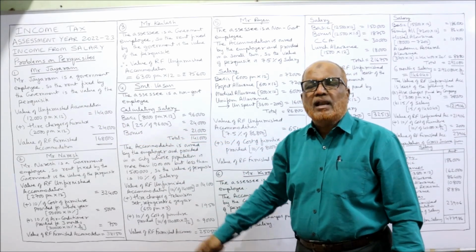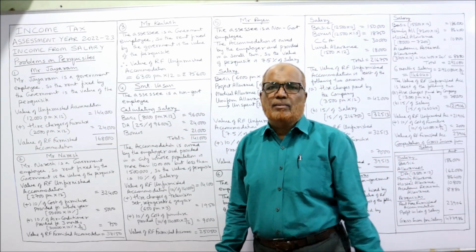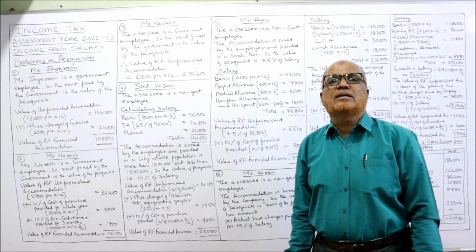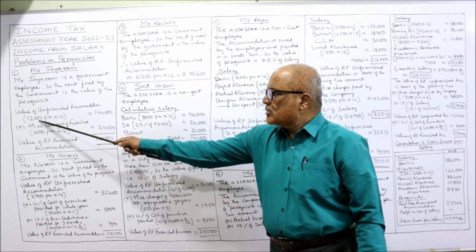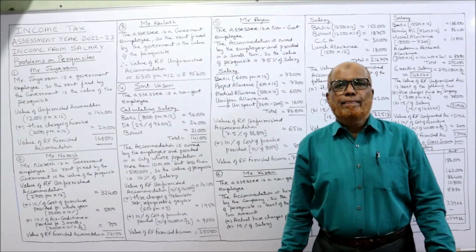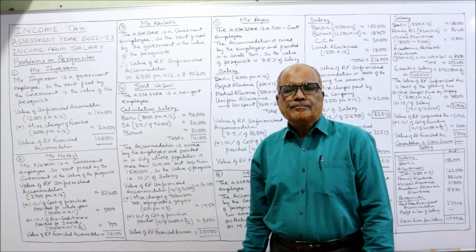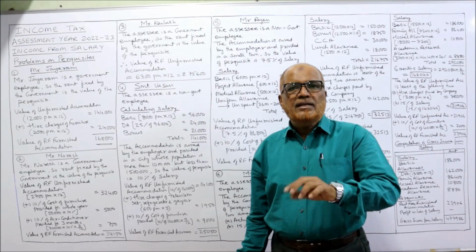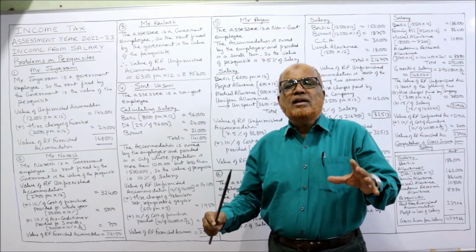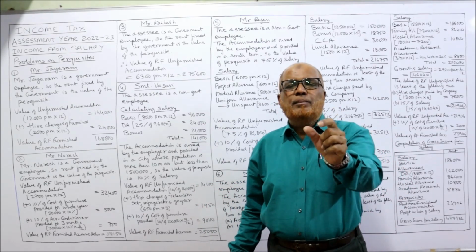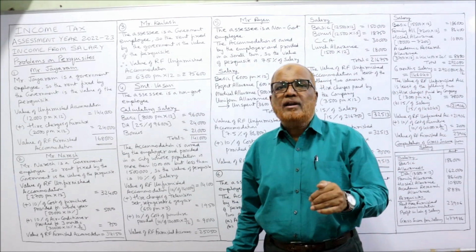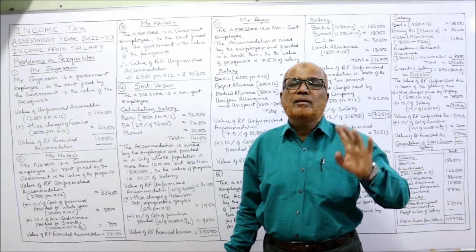So first we calculate the value of unfurnished accommodation. What is the rent fixed by the government? 12,000 per month is given in the problem. So 12,000 per month into 12, 1,44,000. To this we have to add the value of furniture provided. Furniture may be owned by the employer or hired by the employer. If the furniture is owned by the employer, 10% of the cost of furniture. If the employer has hired the furniture, then the hire charges paid by the employer.